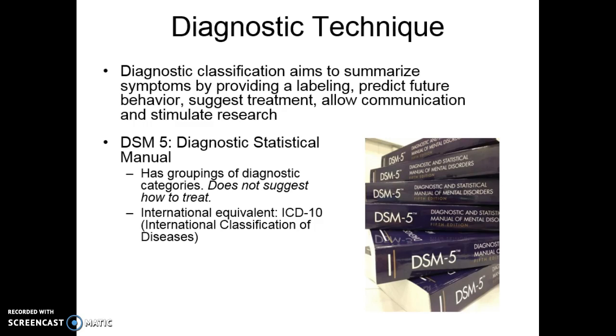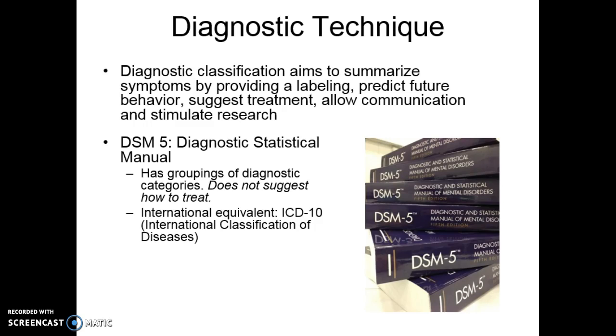If we switch over to a psychological diagnosis, it's the same thing. We want to diagnose in a way that helps us to summarize symptoms by giving a label of some nature. So if I say depression, you will know what symptoms go along with depression. You can predict future behavior of depression. You can suggest treatment for depression. It allows for communication, and we can also then research depression. Now, depression is not the only thing. We do this for all different diagnoses, but depression is one that many are familiar with.